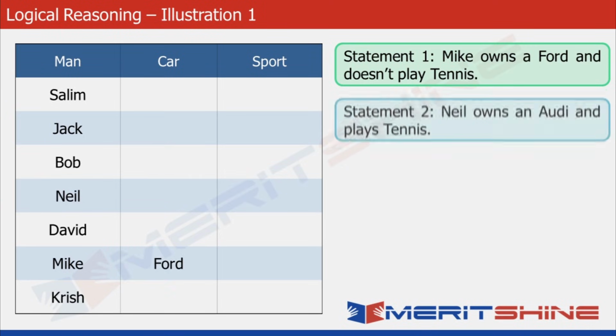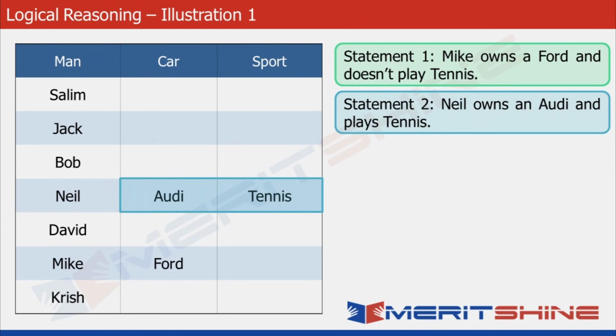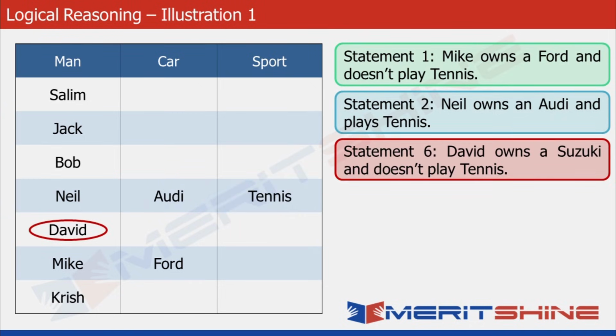Now we will make use of statement 2, which reads that Neil owns an Audi and that he plays tennis. This time we can use both the pieces of data given in the statement and put them in the 2 cells beside Neil. Let's use statement 6 now. It states that David owns a Suzuki. This again is quite straightforward. Just drag the cell next to David and fill it up with Suzuki. Please note that we used just the first part of the statement here and ignored the part which says that David doesn't play tennis. This again is to be used later since this is a negative statement. More on that a little later.